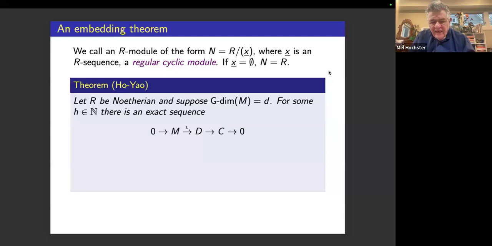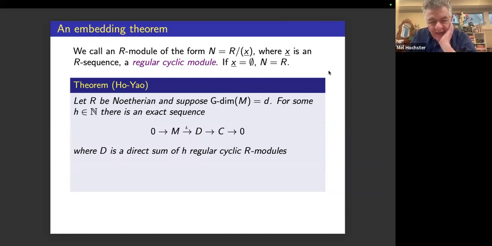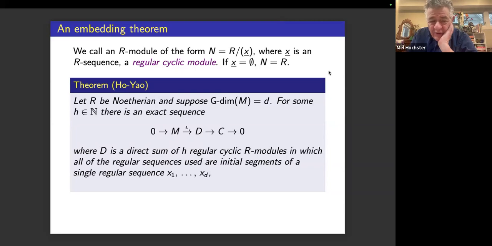So this is the embedding. M is embedded in D, where D is a direct sum of regular cyclic modules. So D is a direct sum of quotients of R by regular sequences, which is a very nice thing to have for M. But not only that, you can take all of the regular sequences, if you like, to be initial segments of a single regular sequence. And the quotient also has finite G dimension, no bigger than D. So you see, just looking at this, M has G dimension at most D just from the exact sequence.